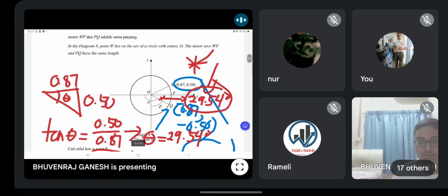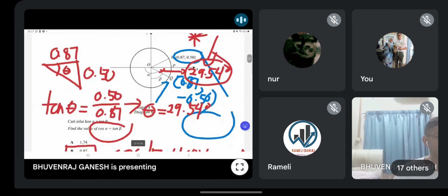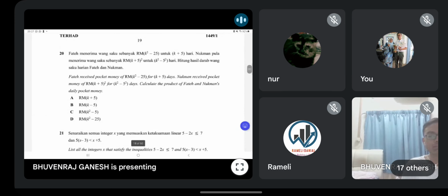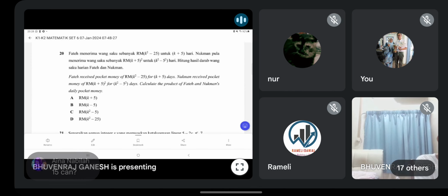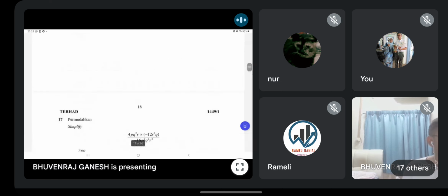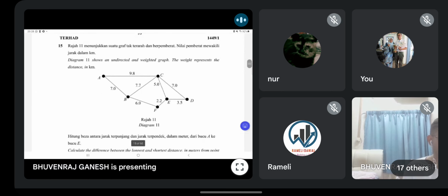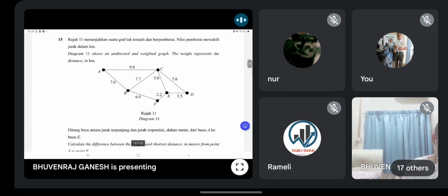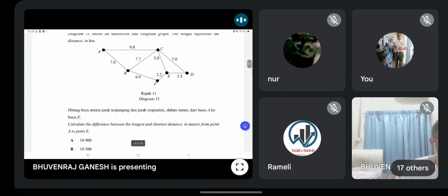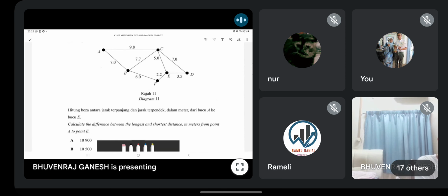Number 11 to 20. I think just now Izati said 20, right? Okay, let's go to 20. This question is a bit confusing because of the language, not the mathematics part. You must be careful with the words. Okay, 15 first. Oh, network in graph theory. Let me see what they ask. They ask for the difference between the longest and shortest distance. Perbezaan antara jarak terpanjang dan terpendek.